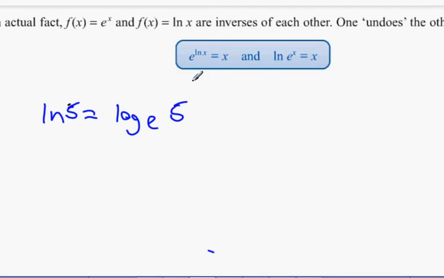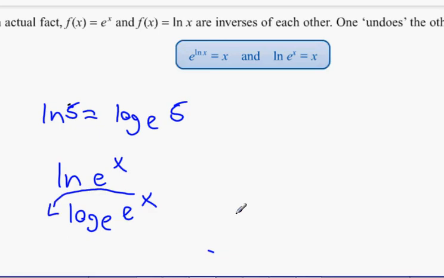Okay? Now let me explain what happens when you get e to the x. ln e to the x, okay? ln e to the x is basically log e to the x. Now what did we say about powers and logs? What can we do with the power? It's not the first time you've seen this recently. Up to the front. So it's going to be x log base e of e.